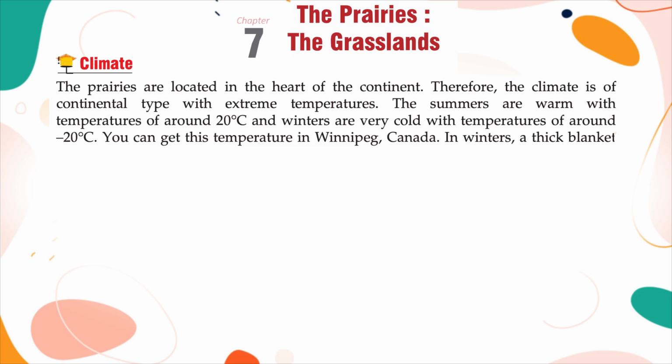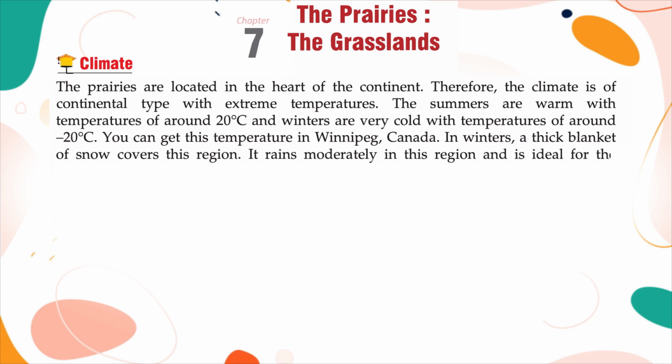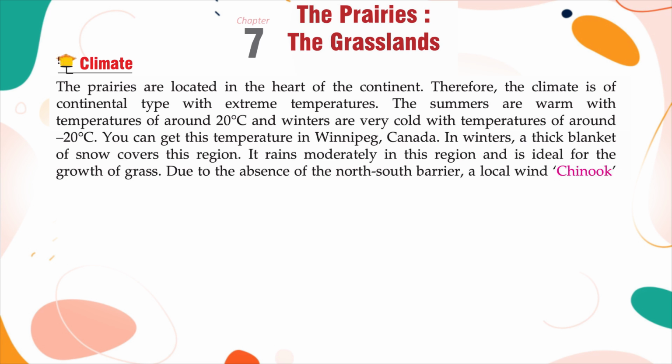In winters, a thick blanket of snow covers this region. It rains moderately in this region and is ideal for the growth of grass. Due to the absence of the north-south barrier, a local wind, Chinook, blows here.